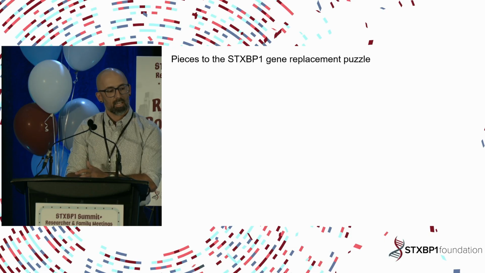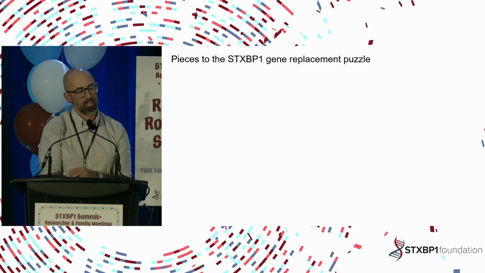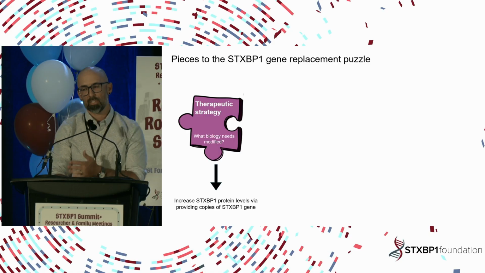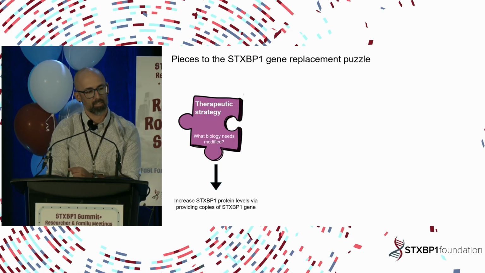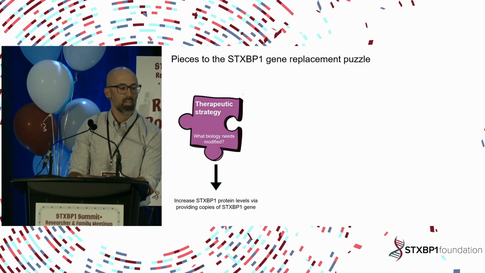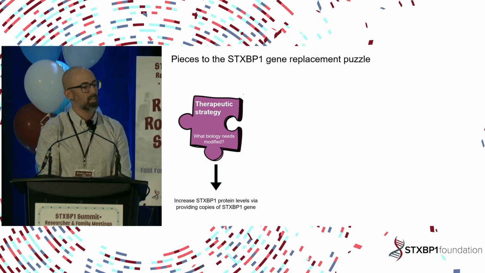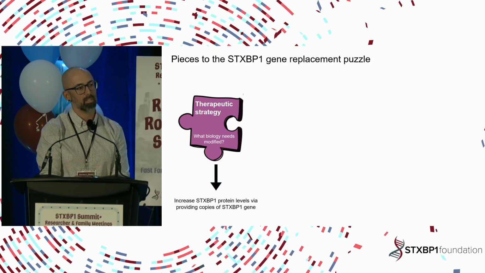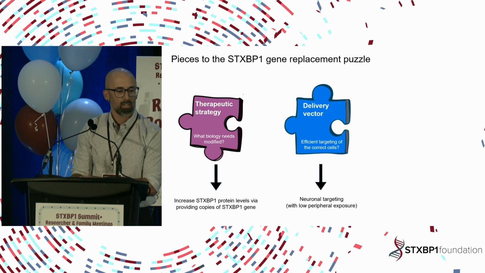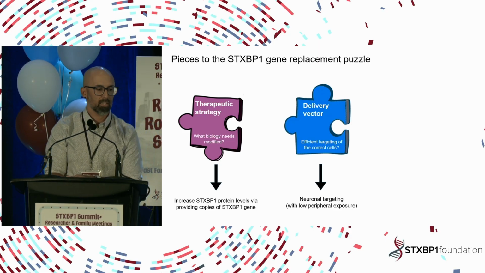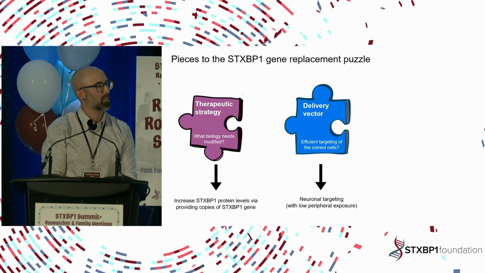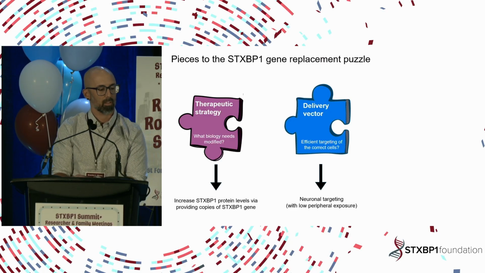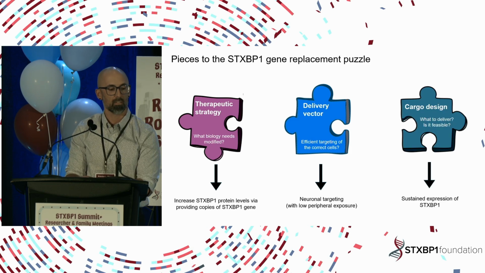When I think about designing AAV-based gene therapy, I think about this in 3 large puzzle pieces. First is, what is our therapeutic strategy? We've taken the same strategy as we saw in the last talk. We know that the biologic need here is to increase STXBP1 protein levels by providing healthy copies of the gene. Our second puzzle piece is a delivery vector, or can we efficiently target the correct cells that need that gene of interest? Preferably with low peripheral exposure in this case.